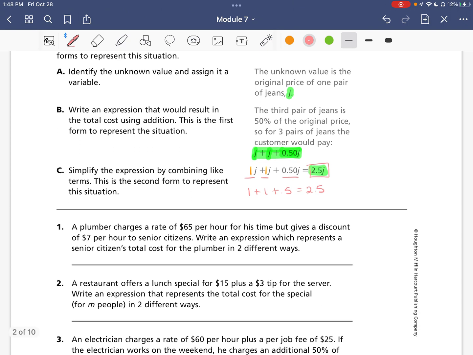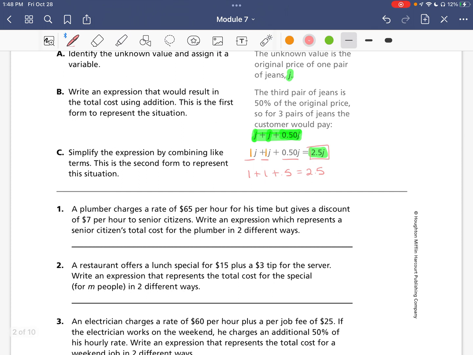All right, so we have a plumber that charges a rate of $65 per hour for his time, but gives a discount of $7 per hour to senior citizens. Write an expression that represents a senior citizen's total cost for the plumber in 2 different ways. So the plumber charges $65 an hour, that's their rate, and then we have a discount of $7 per hour. So not a flat discount, but a discount per hour.